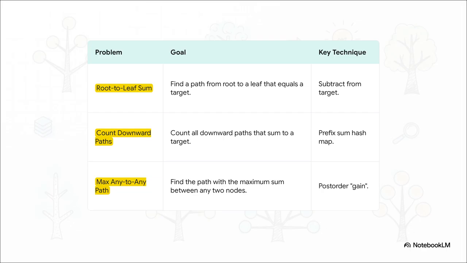Easy enough. But if the problem asks you to count all the downward paths that sum to a target, even ones that don't start at the root, that's a huge signal that you need to use a prefix sum hash map. And then there's the big one, finding the max path between any two nodes. That requires a really clever post-order trick, where you're calculating the maximum gain a node can offer upwards to its parent.